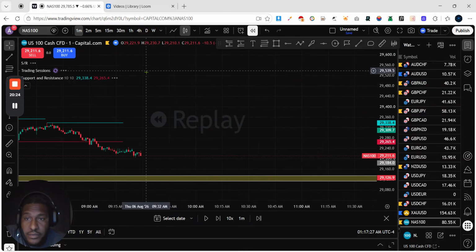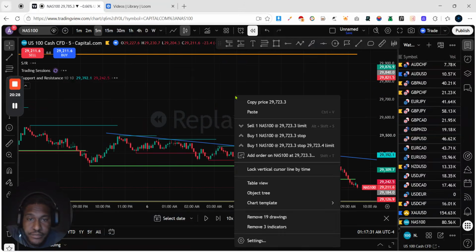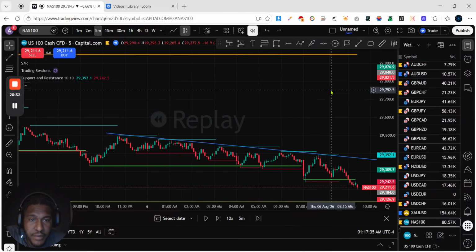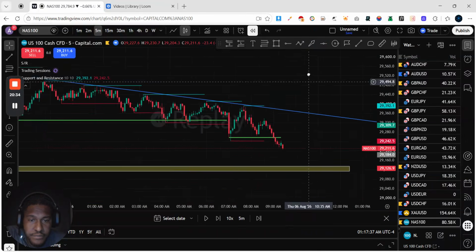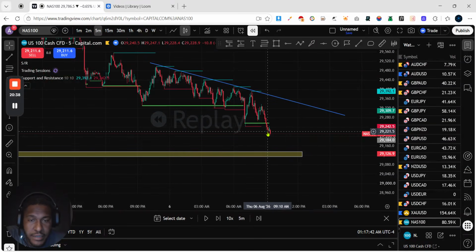So let me jump to the 1 minute. Wait. Go back to the 5 minute. So I'm expecting once we hit this line in this area, we buy. If we break through, I get a break and retest and we sell.